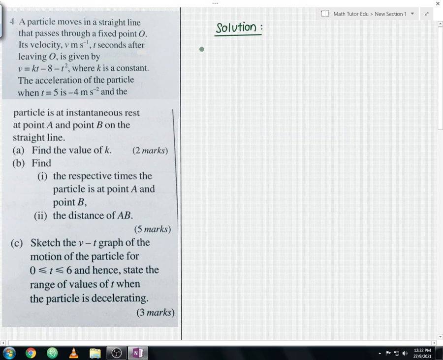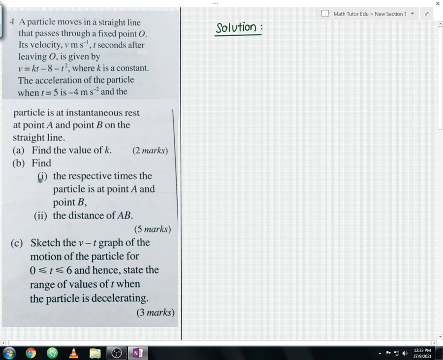Okay, let me read the question now. A particle moves in a straight line that passes through a fixed point O. Its velocity v meter per second t seconds after leaving O is given by v equals kt minus 8 minus t square, where k is a constant. The acceleration of the particle when t equals 5 is negative 4 meter per second square, and the particle is at instantaneous rest at point A and point B on the straight line.